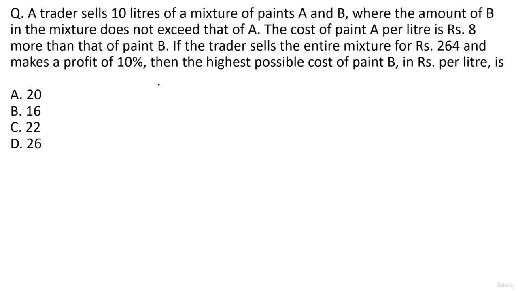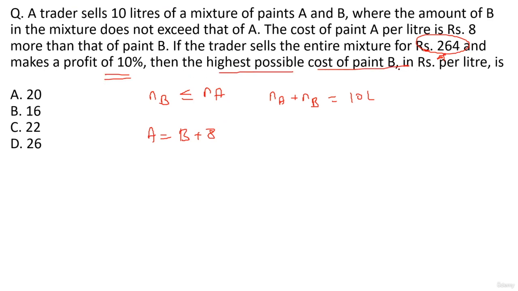All right, so a trader sells 10 liters of a mixture of paints A and B, where the amount of B in the mixture does not exceed that of A. So amount of B is either less than or equal to A. And of course, the total mixture is 10 liters, so A plus B is 10 liters. The cost of paint A is 8 rupees per liter more than B. If the trader sells the entire mixture for rupees 264, this is your selling price, and makes a profit of 10%, then the highest possible cost of paint B is how much?